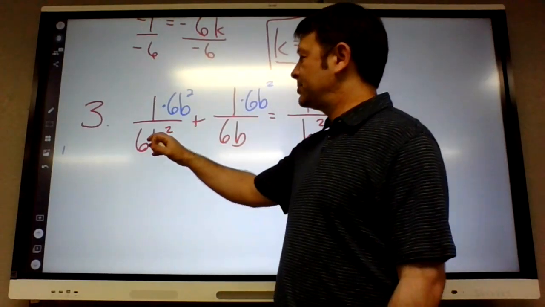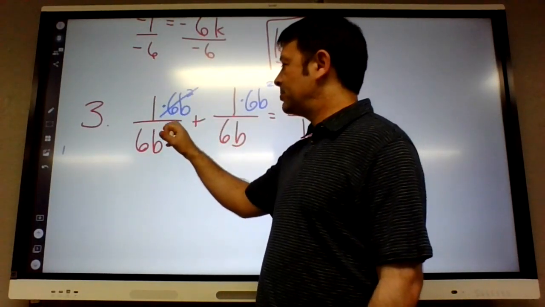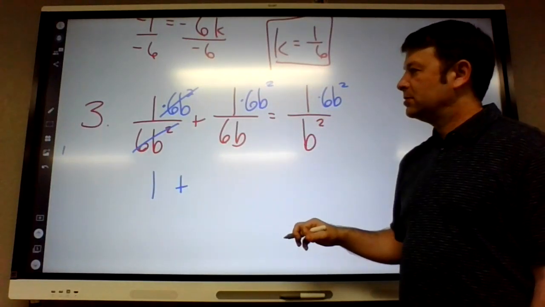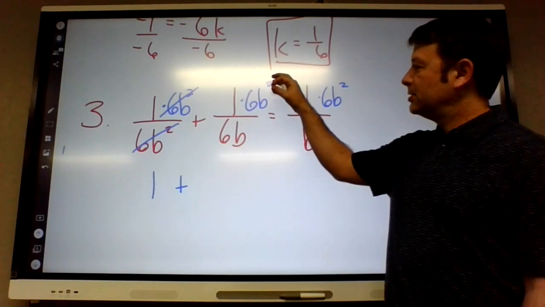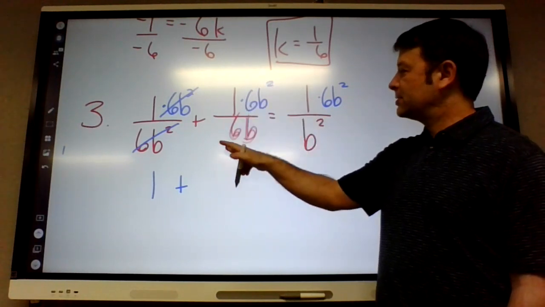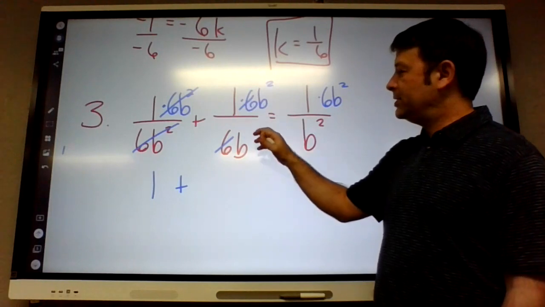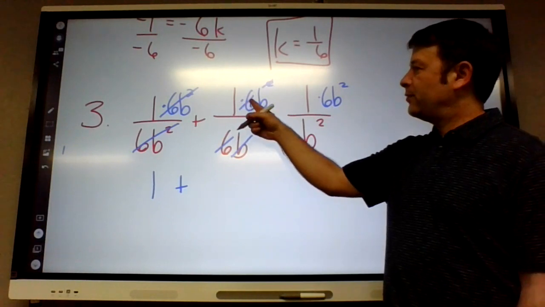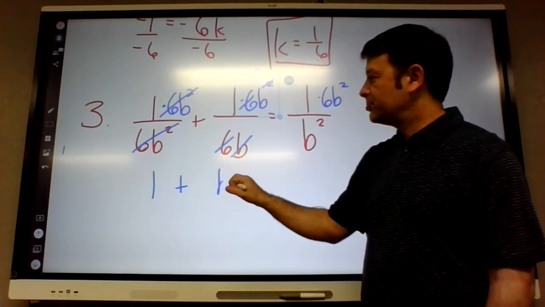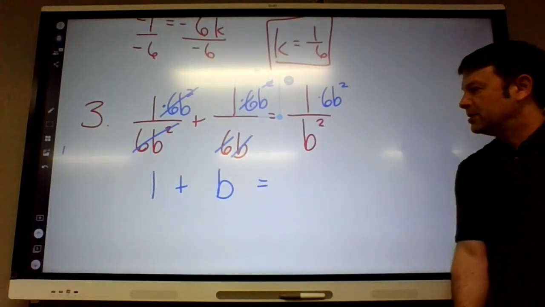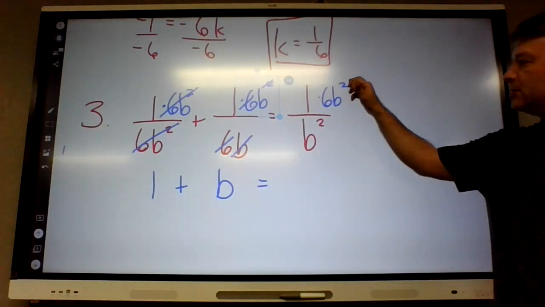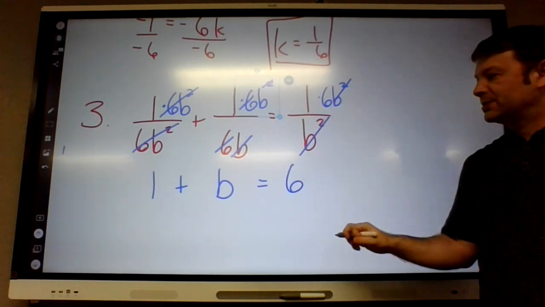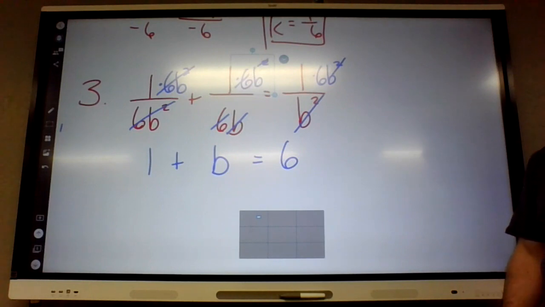Alright, so in this first term, the b squareds will cancel out, we just have a 1. On the second term, well, 6 and 1 of the b's will cancel out. So we'll have 1b, or just b. And then on this last term, b squareds cancel out. So we have 1 times 6, 6. That's probably the easiest one on the page.